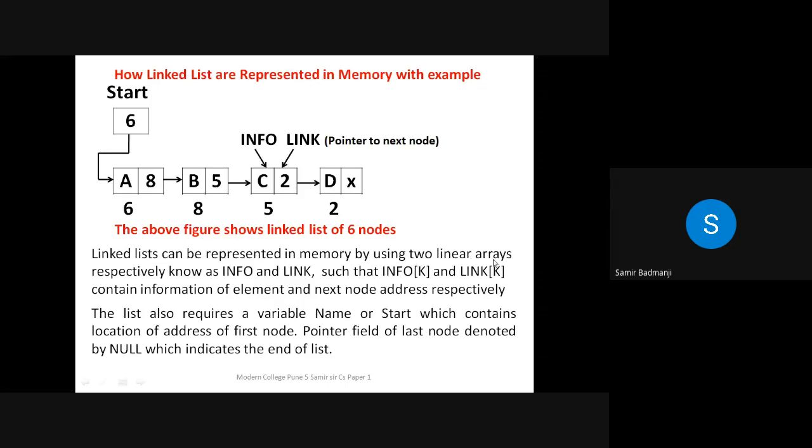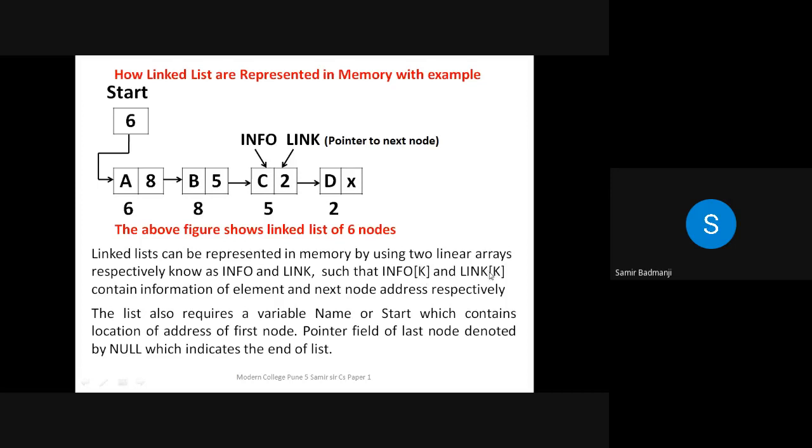See, like in record we have seen, for every elementary item we had taken one parallel array. Similarly here, for each node there are 2 parts. One is the data part and one is the address part. So we'll take 2 arrays here, known as info and link, such that info and link contain information of element and next node address respectively.